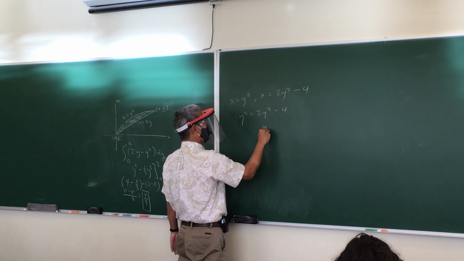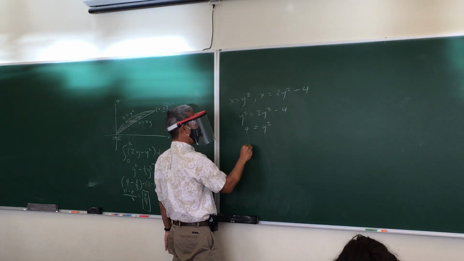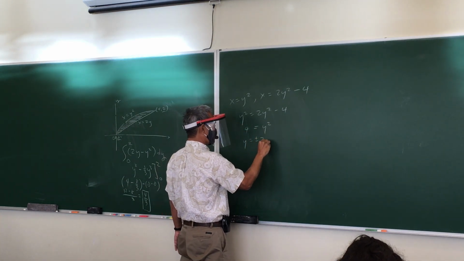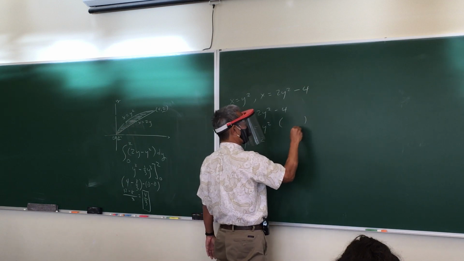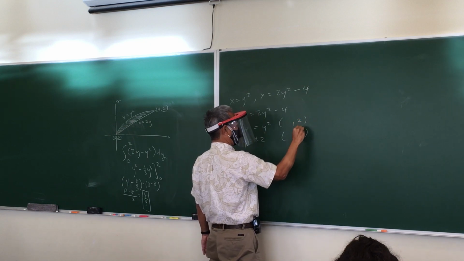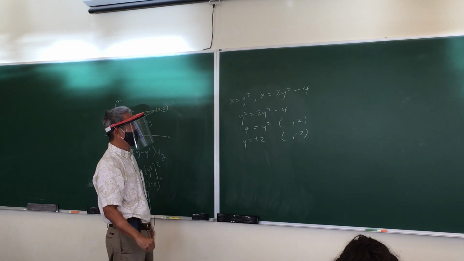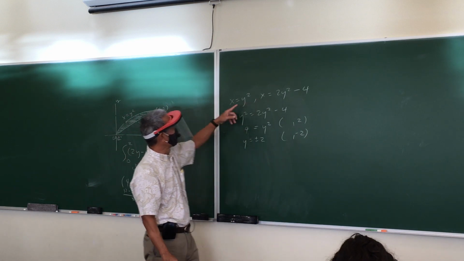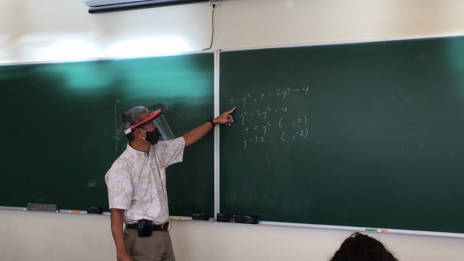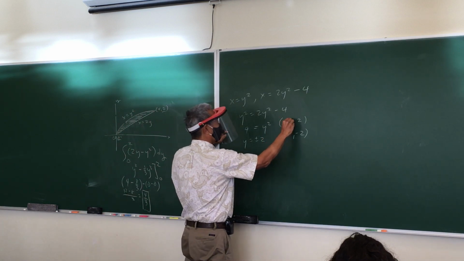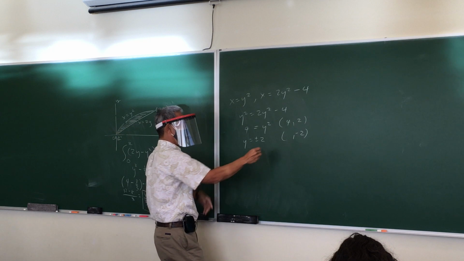Okay, solve it. So y squared equals 4. So y equals plus or minus 2. So there are 2 points of intersection. The y coordinates are plus or minus 2. How do I figure out the x coordinate? Plug it back into either one. I think this one's easier, yeah? So if you plug in 2, you get 4. You plug in negative 2, you get 4.